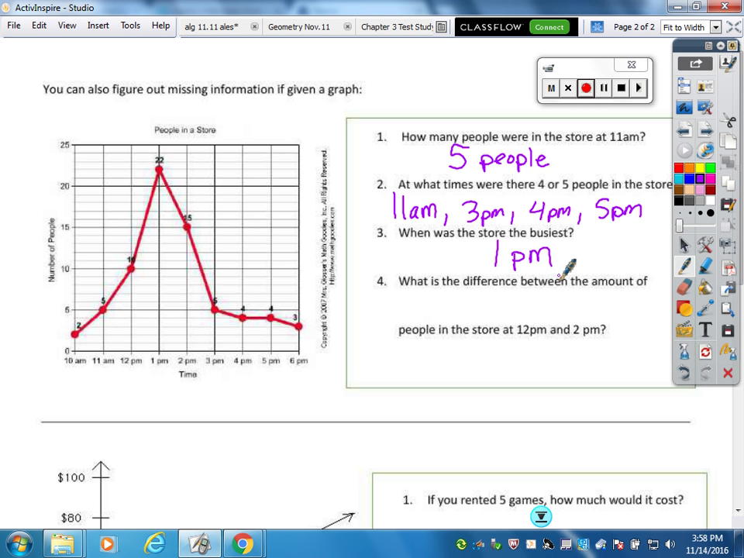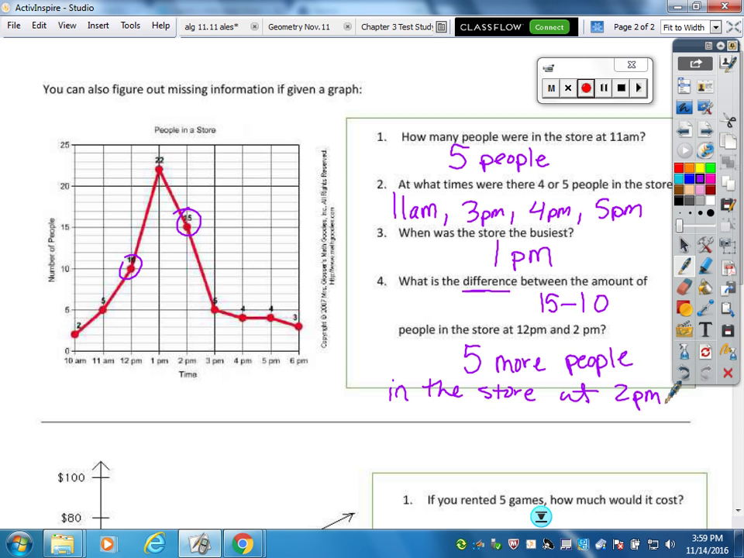What is the difference between the amount of people in the store at 12 p.m. and 2 p.m.? So let's look at those two. 12 p.m. is 10, and the other one is 2 p.m. right here at 15. So difference means subtract. So I have big number minus small number. The difference is 5 people. So 5 people, but let's make that a more complete sentence there. So there were 5 more people in the store at 2 p.m. So busier at 2 p.m.